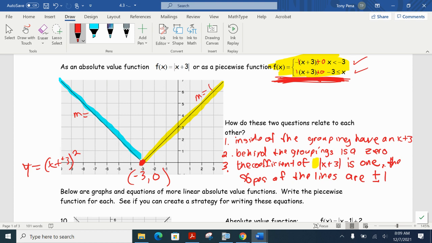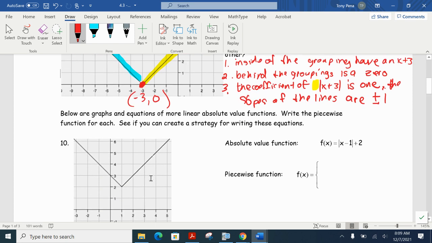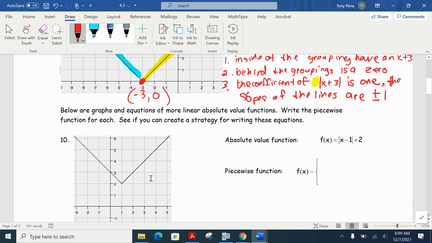Okay. So those are some things we want to notice about this, so that when we start to do these, we can kind of start working back and forth between an absolute value graph and then that piecewise graph. Okay. All right, so now this one, it says below are some graphs and equations of linear absolute value functions. Write the piecewise function for each, and then see if we can start to kind of create a strategy that would make this nice and quick.